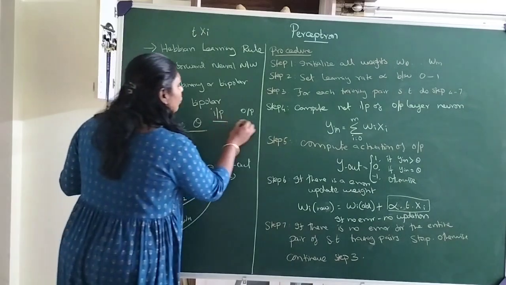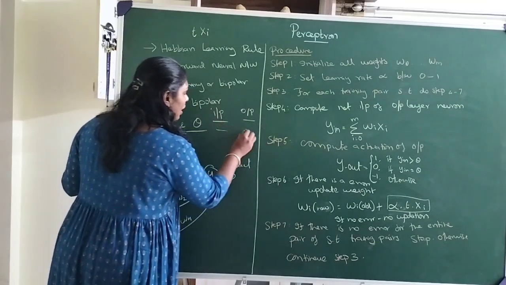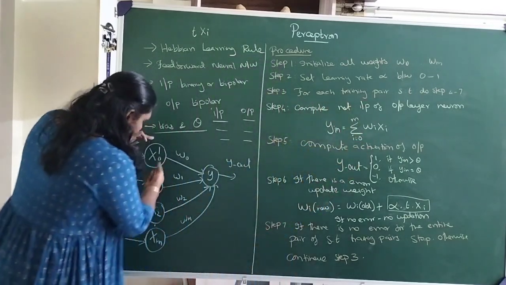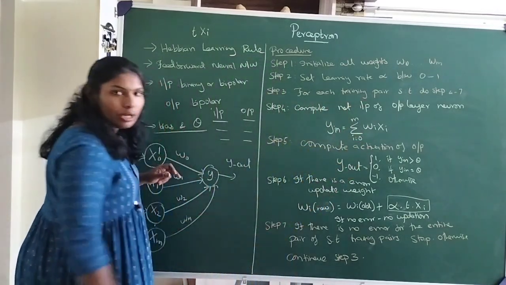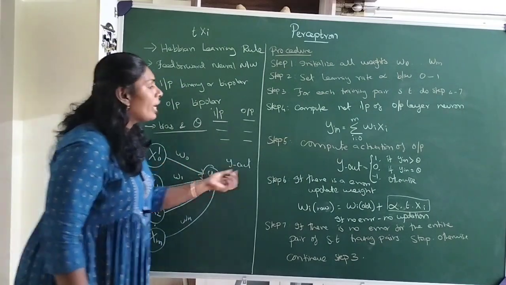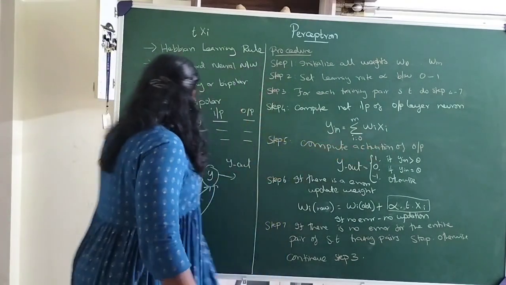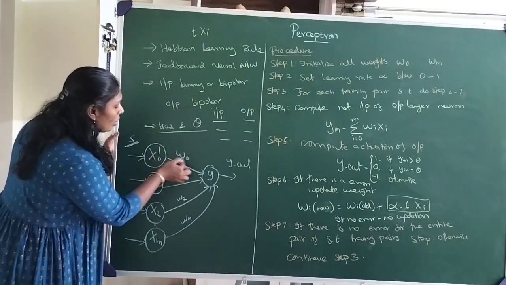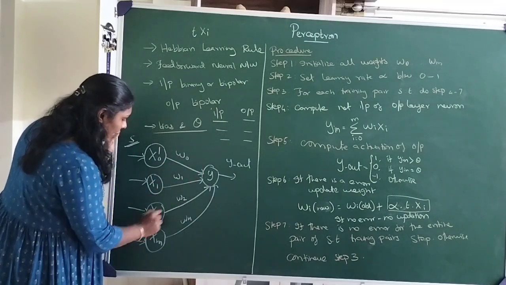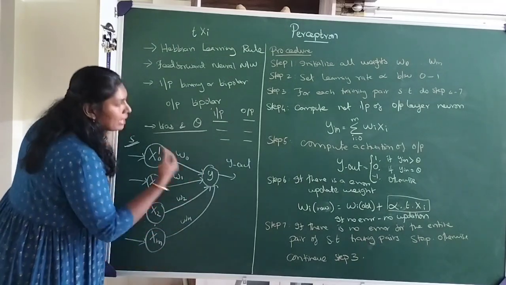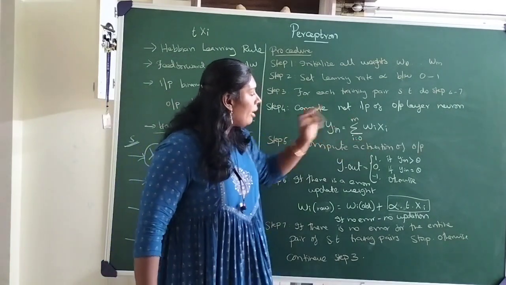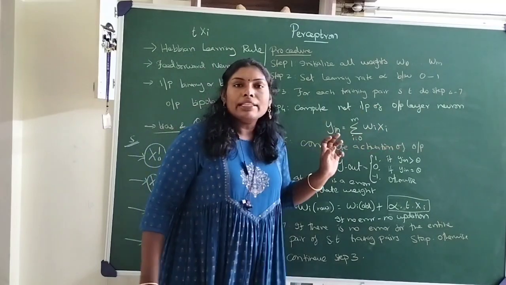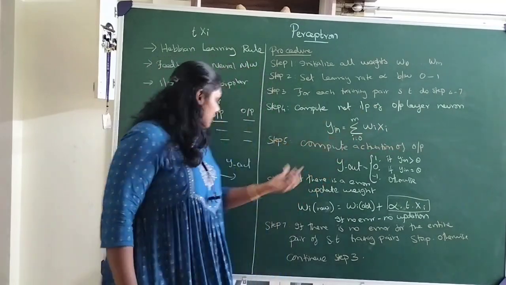For each and every input pair, we are going to calculate the input that is received by this y. It is the summation of the input multiplied by the weight vector. So it is x0 w0 plus x1 w1 plus x2 w2, and it keeps on going until xm. So it is the summation of i equal to 0 to m, all weights multiplied by the input values. This is the input that is received for this y.